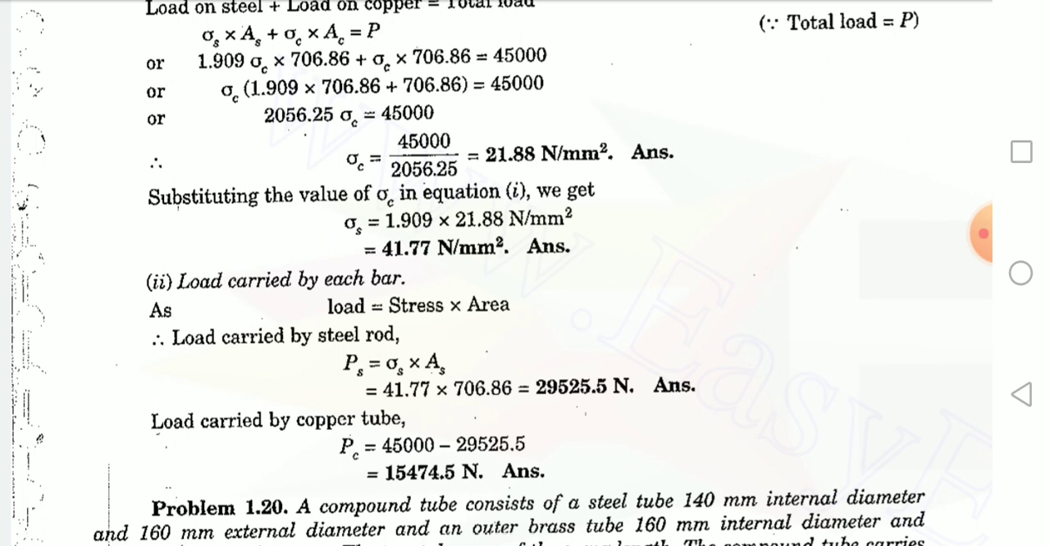So the next question is load carried by each bar. You know that the total load P equal to PS plus PC. Now PS equal to sigma S into AS. So you know those values, then you find out the load which acted on the steel rod. Similarly for the copper tube, from the total load minus the load which acted on the steel rod, then you can get the load which acted on the copper tube.